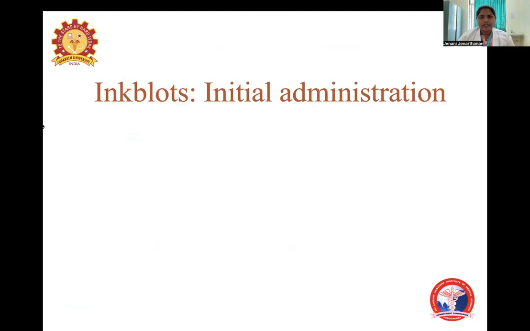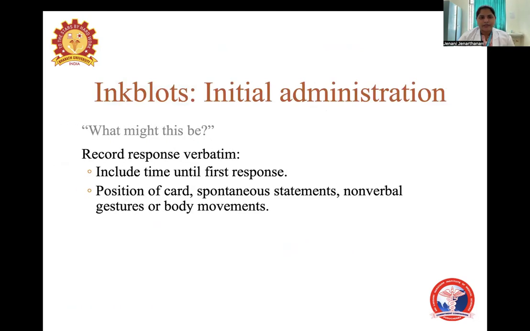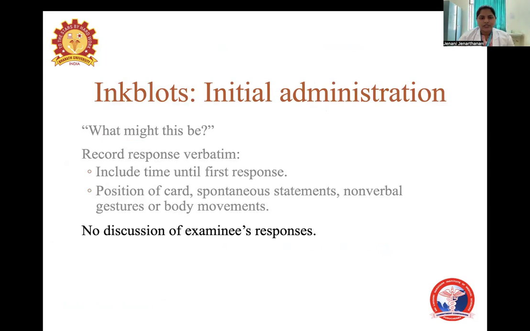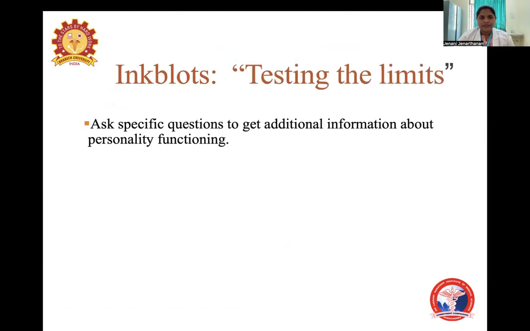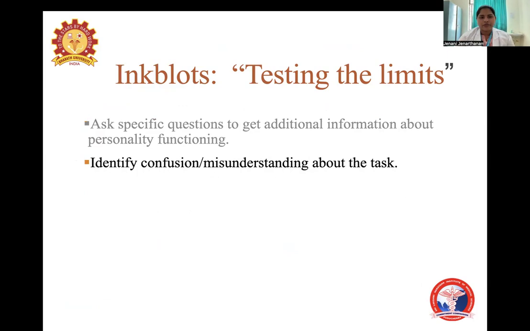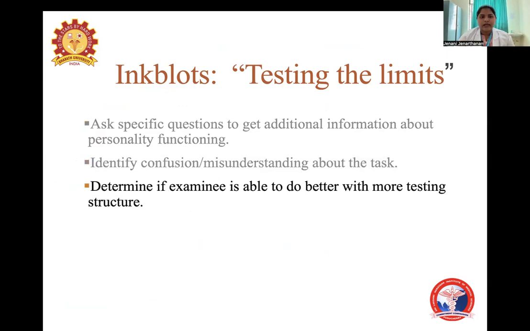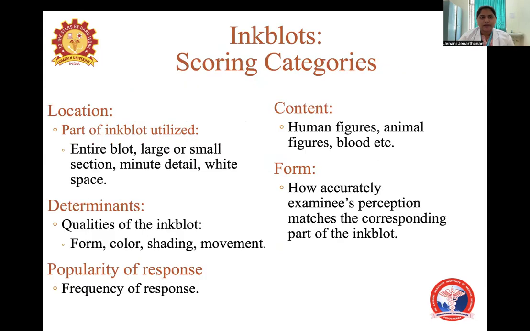Next is inkblots, initial administration. What might this be? The record of the response, or verbatim, includes time until first response, position of the card, spontaneous statements, non-verbal gestures or body movements, and no discussion of the examinee's response. Testing the limits means asking specific questions to get additional information about personality functioning, identify confusion or misunderstanding about the task, and determine if the examinee is able to do better with more testing structure.